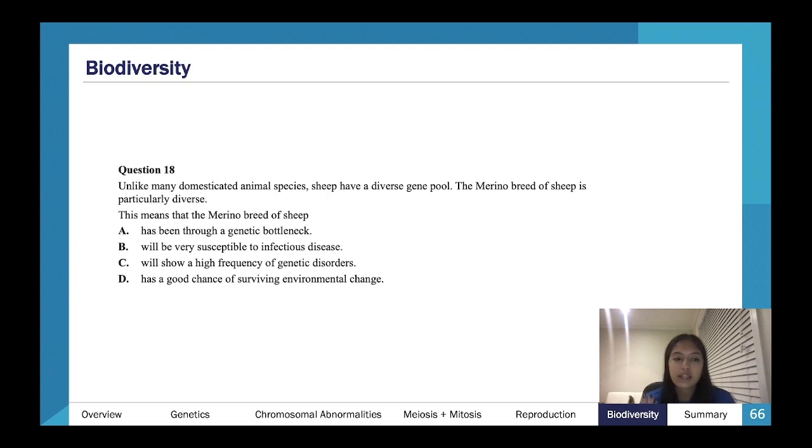It's not always necessary. For example, with this, the merino breed of sheep is particularly diverse. This means that the merino breed of sheep, blah, blah, blah. If you break this question down, it's literally just asking you what is something that is true of diverse populations. So try not to get too caught up on information that seems foreign to you. Obviously it's different if you get a big chunk of information, you need to comprehend it and understand it, but you don't need to know every single thing.